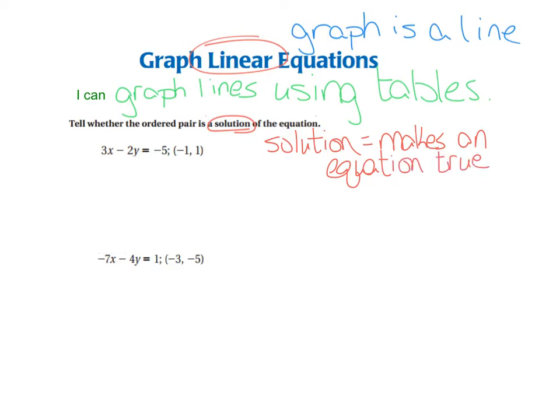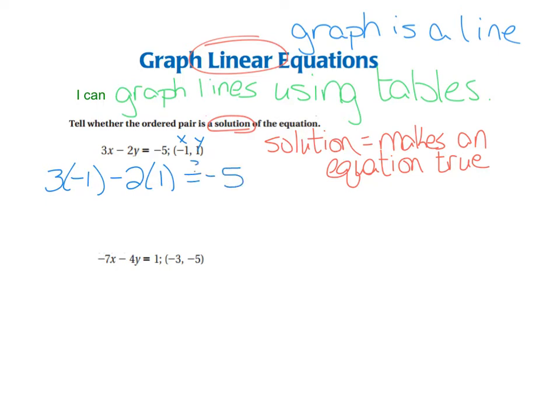Okay, so they're going to give us a linear equation. It's got an x, it's got a y. We'll talk more as we go along about how we know that's a linear equation, and they're going to give us a point. And we're going to see if this point is a solution. Well, we know the first value is the x-coordinate, the second value is the y-coordinate. So we're going to plug these ordered pairs in. We're going to say 3 times -1. We're going to put -1 in for x, minus 2 times y is 1, so we substitute that, and we're asking, does that equal -5?